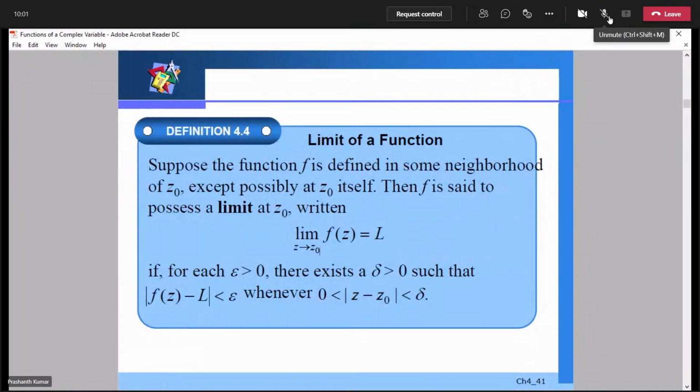Okay, very good. All of you please see today's class. I am discussing the derivative of the function of complex variables. Before that, in the last class we discussed the limit of a function: limit z tends to z naught, f of z is equal to L, when the function f of z we consider. We also discussed the epsilon notation in the last class.